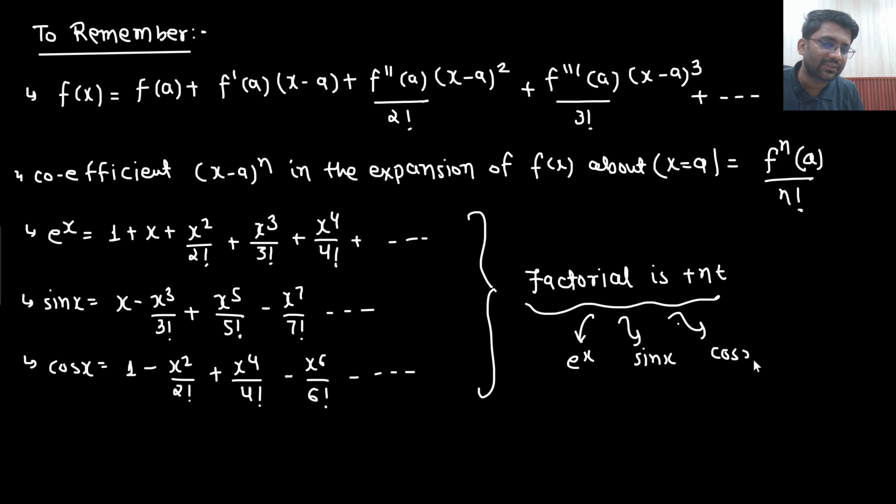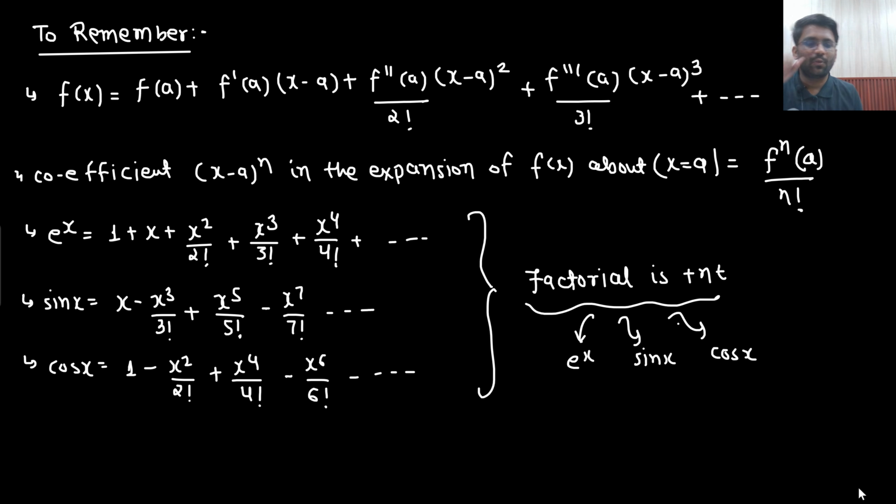Now using sin x, cos x and other things, other answers can also be made, but whatever the answer will be, everyone will have factorial. Is that understandable to you? So in the examination, if factorial is present, e to the power x, sin x and cos x should click in your mind. Is that understandable to you?